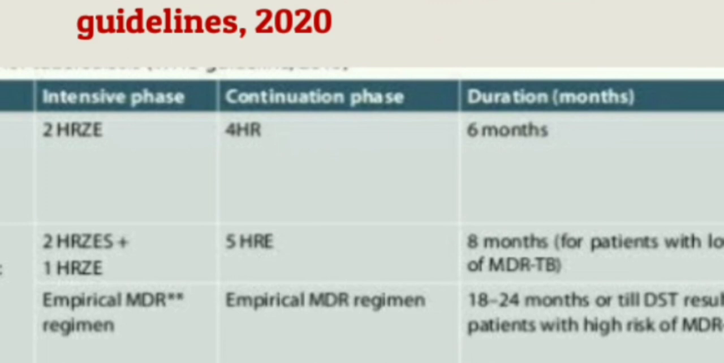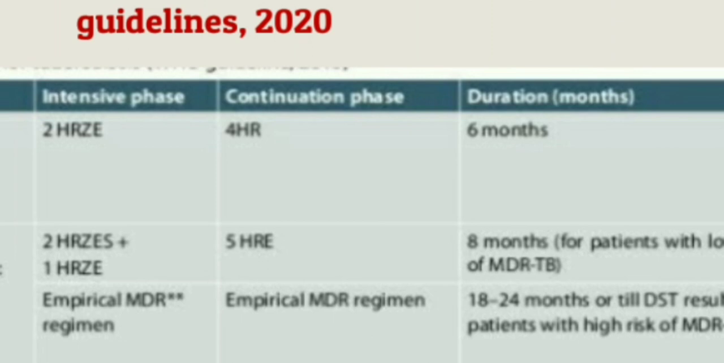So the total duration of treatment for a category 1 patient is 6 months, which means 2 months of intensive phase and 4 months of continuation phase.